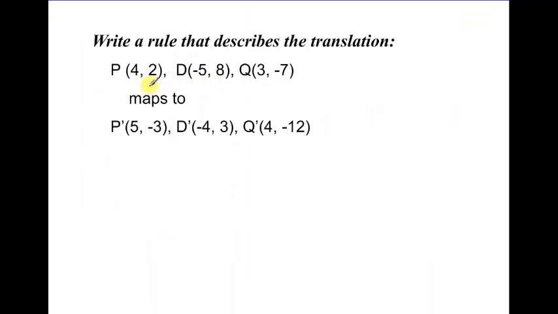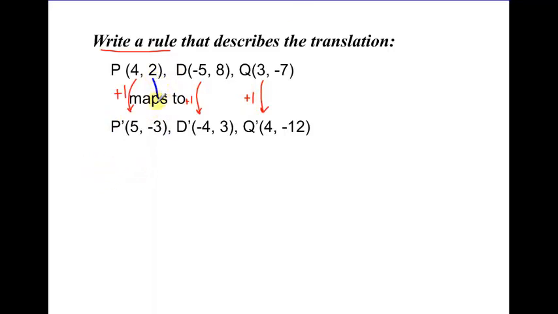Okay, we get to practice this pattern. So we're going to write a rule that describes the translation. What we need to do is figure out what the vector is. So how does the x change? It's gone from 4 to 5. Well, that would mean I added 1. Now I want to check and see if that's working for all of these. -5 plus 1 does make -4, and 3 plus 1 really makes 4. So that's going to be my horizontal component.